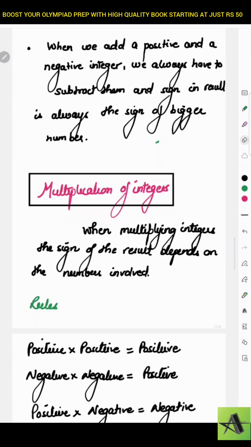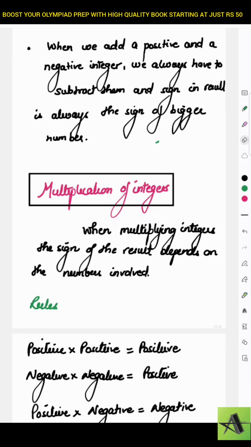Third one says when we add a positive and a negative integer, we always have to subtract them. We know when I'm adding two positive integers, the answer is positive. When I'm adding two negative integers, the answer is always negative, and we have to add them to get the negative answer. What if one number is positive, one number is negative? We have a rule for that as well. Doesn't matter which number is negative, we always have to subtract them. But the final answer will have the sign of the one which is the greater one.